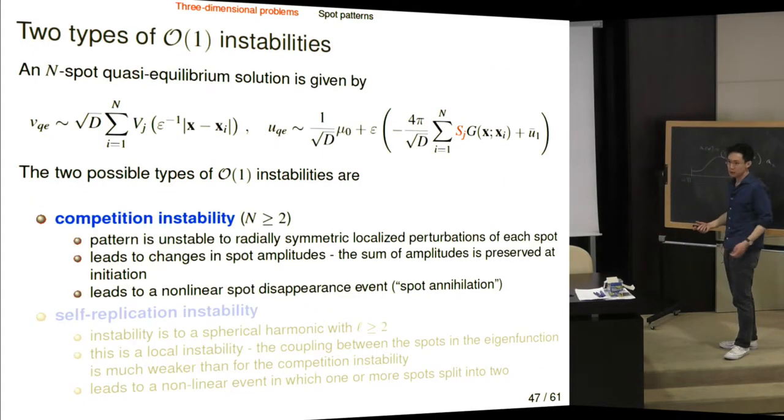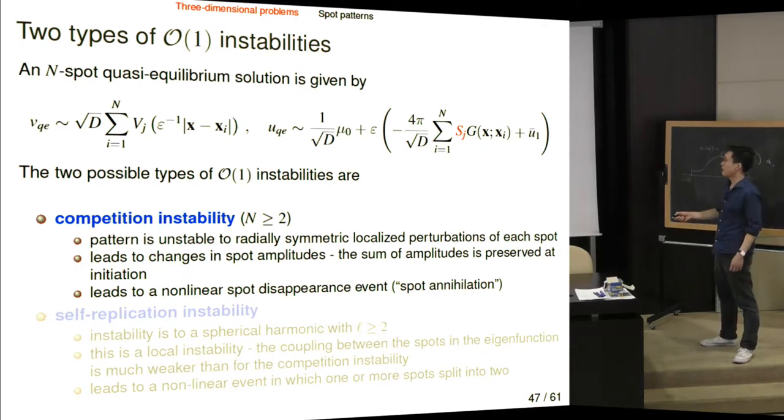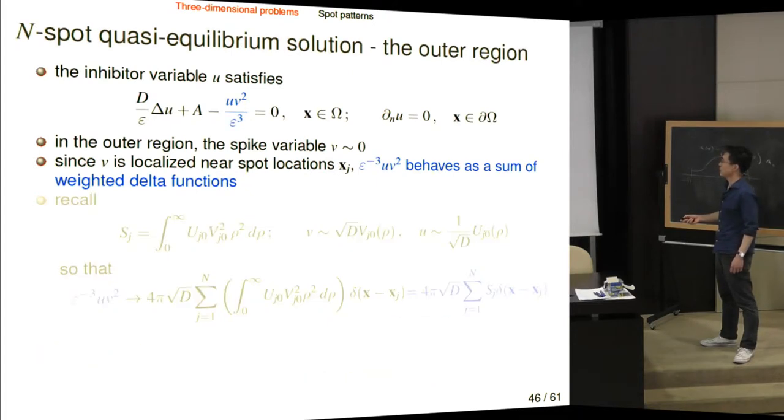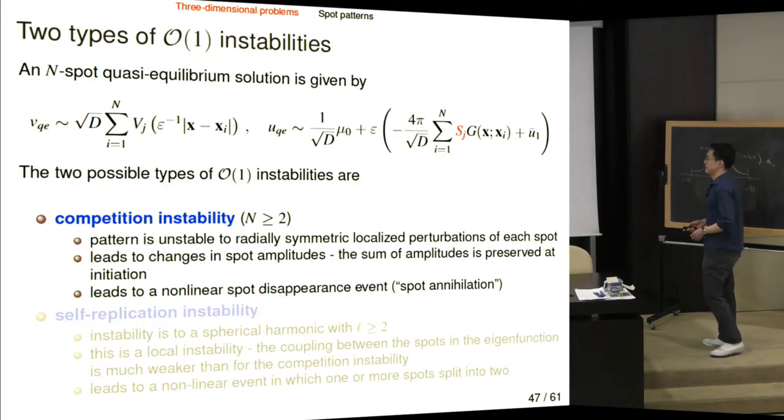All right, so there are two possible types of instabilities that happen on an order one time scale. The competition instability, where, okay, wait a second. So this A here is the fuel influx, and it's what sustains these spots. When A gets very, very small, there's not enough fuel and spots tend to die. When A gets large, there's enough fuel to sustain more spots, and the spots tend to split, all right?